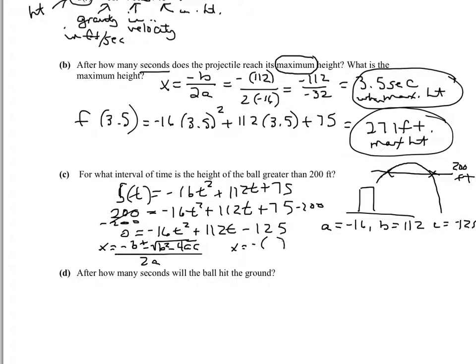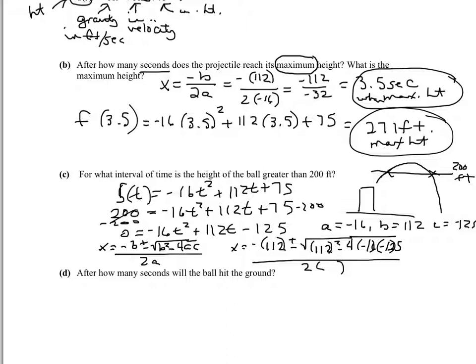You will want to be very careful that you put this in your calculator correctly. And remember, you're going to need to do it one time with the plus sign and then come back a second time and do it with the minus sign. So if I plug in these values, I'm going to have a negative 112. The first time I put it in my calculator, I'll put plus the square root of, and then in parentheses, do 112 squared, minus 4 times negative 16 times negative 125.